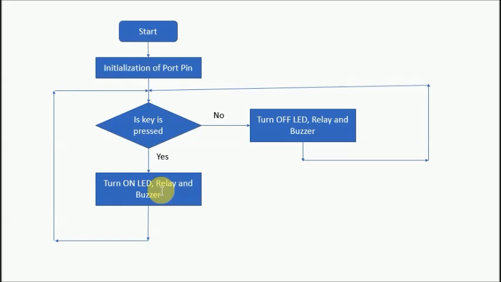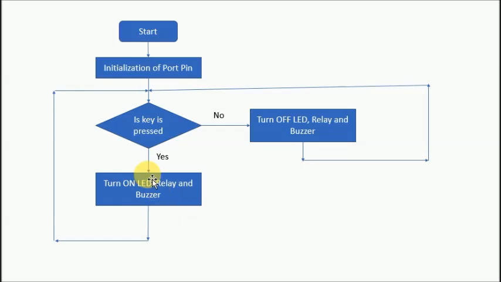So we have to know that the time the LED is on depends on the duration of the key press. The duration of LED on, relay on and buzzer on depends on the key pressed duration, that is, for what time interval the key is pressed. So if it is 2 milliseconds, only for 2 milliseconds these devices will be turned on.